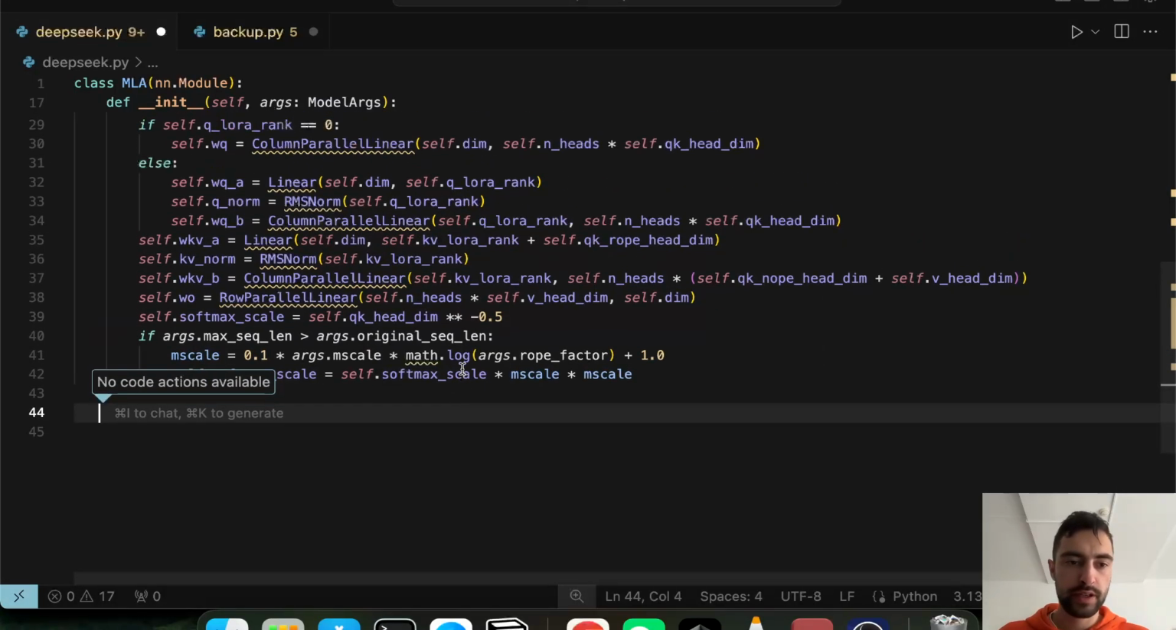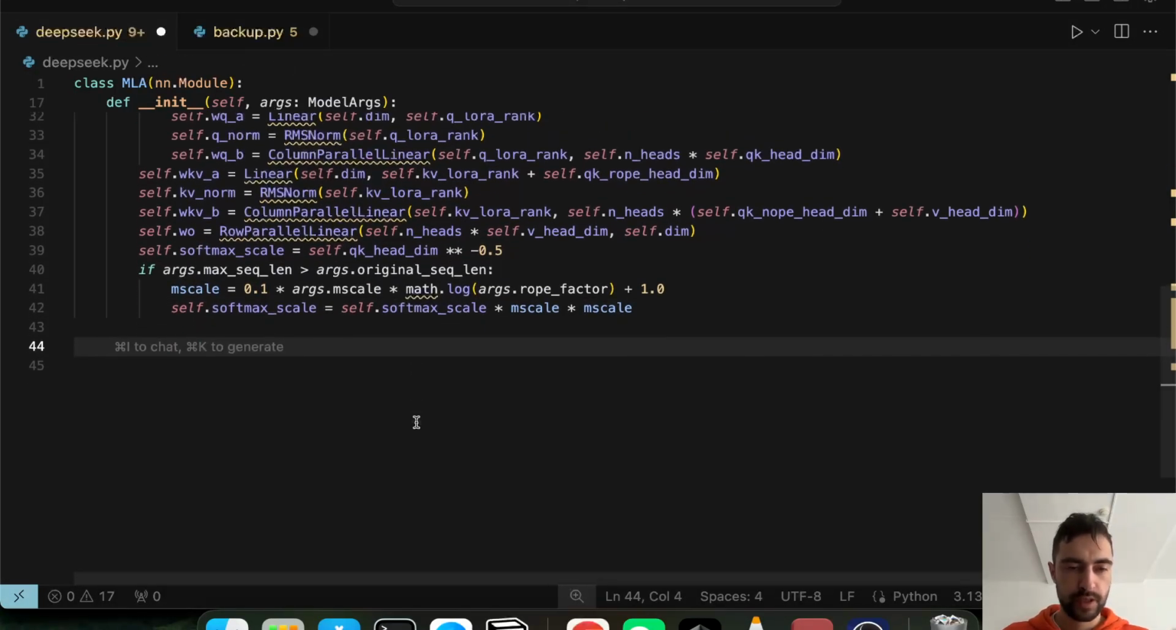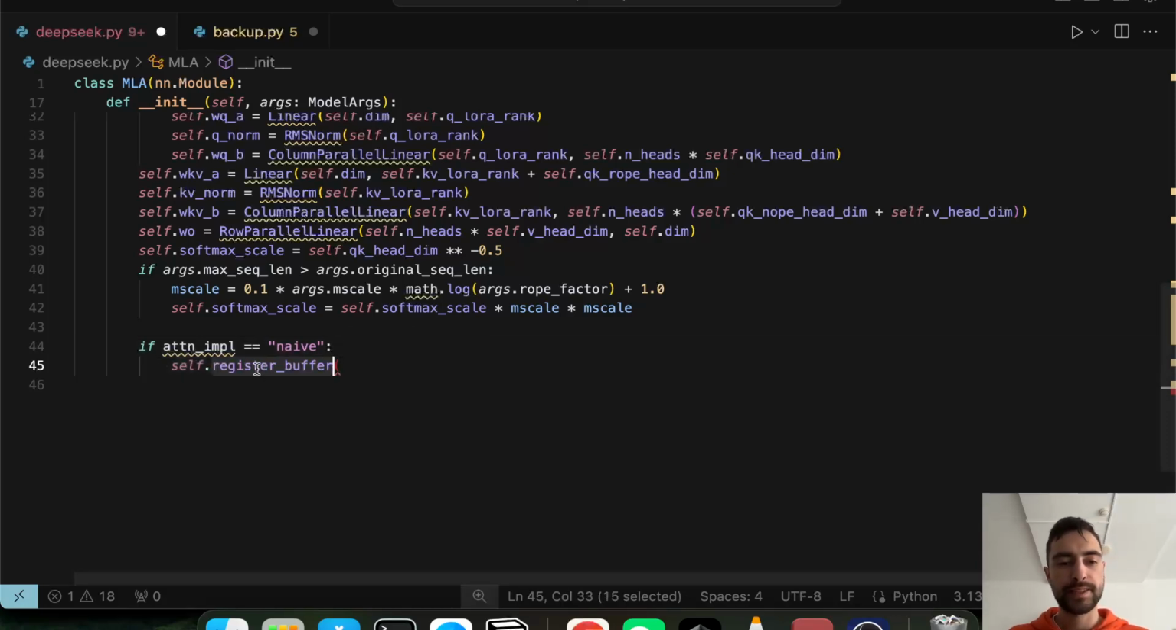Let's now encode KV cache. So we will use this to store cache for each token, so keys and values into cache, so we don't need to recompute on every next token, as I explained in this video. If attention implementation is naive, so if we are not using DeepSeek's attention implementation, but we are using the 2017 attention implementation, then self.register_buffer, so this will create a tensor, but this tensor will not be used in the neural network. It will not be learned or changed during the training. This is just a tensor that holds some values.